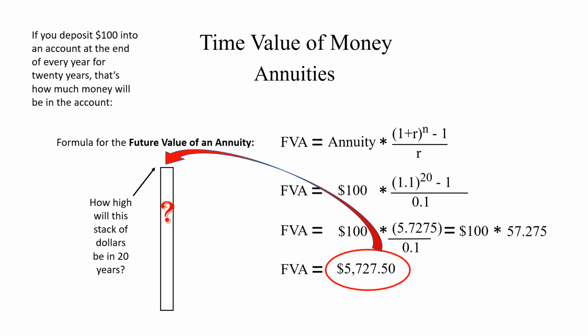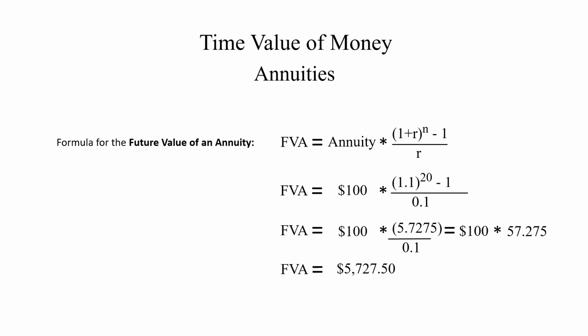If you deposit $100 into an account that pays a rate of return of 10% every year for the next 20 years, that's how much money will be in the account. Rather than using this formula, which could be a big pain if you didn't have an exponent function on your calculator, you may wish to use the future value of an annuity table.